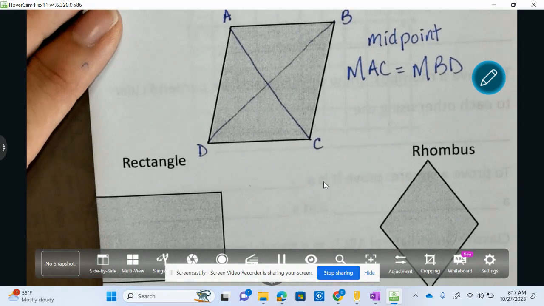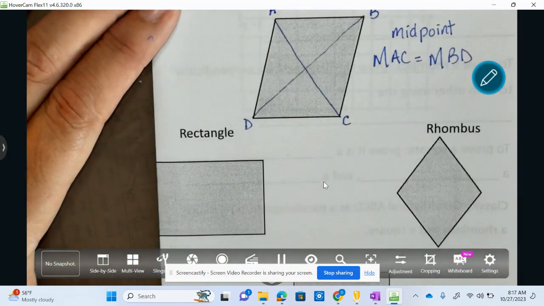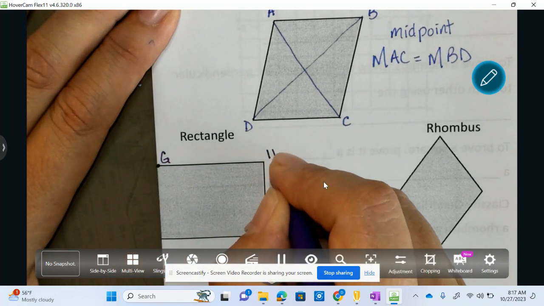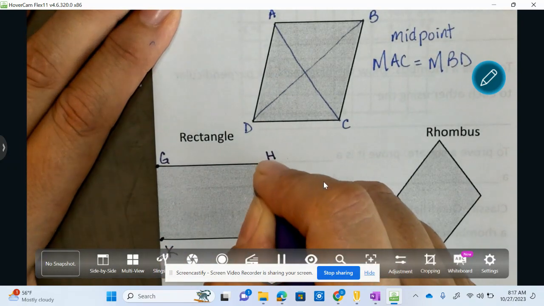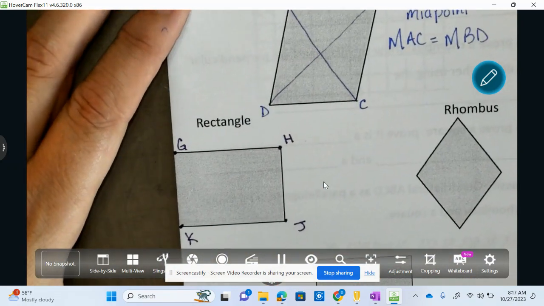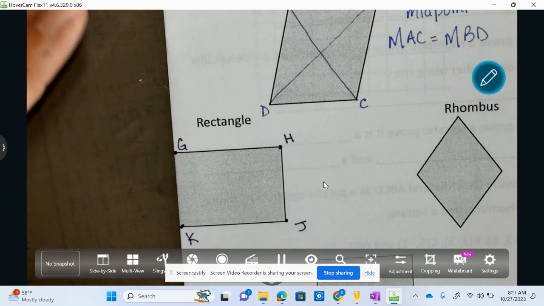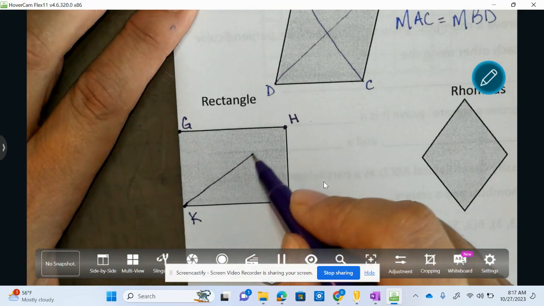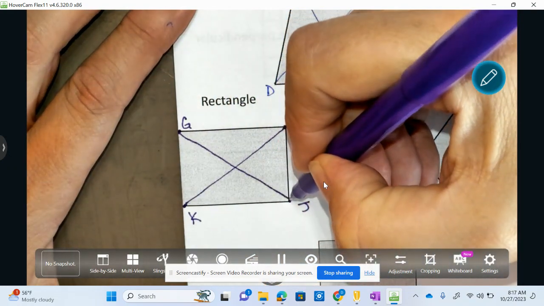The next one that we're going to do is the rectangle. So our rectangle, I labeled this G, H, J, and K. And yes, I know I skipped I, but I skipped I because sometimes it looks like a 1 when I write it, and I didn't want it to be confusing. So I'm going to draw my diagonals in there. I have diagonal HK, and I have diagonal JG or GJ.